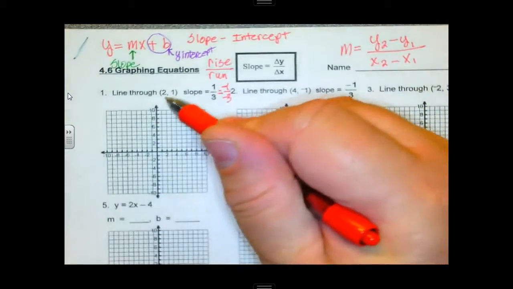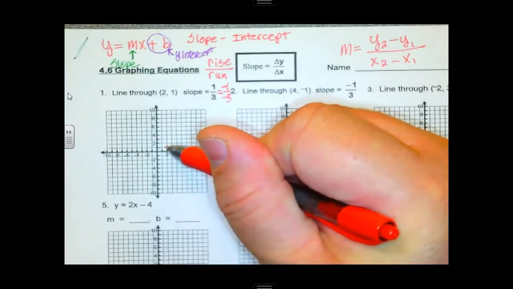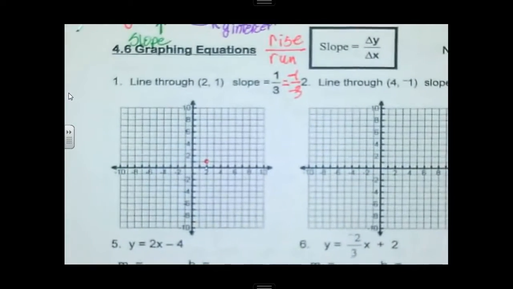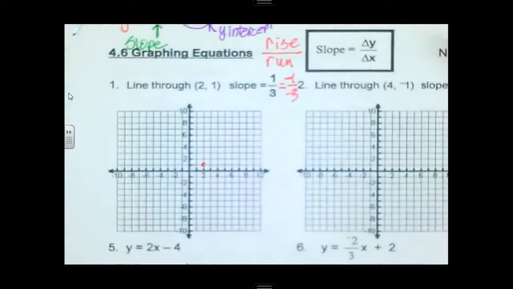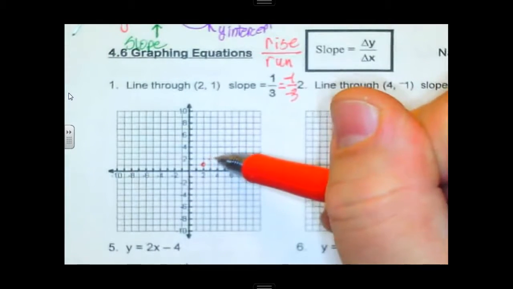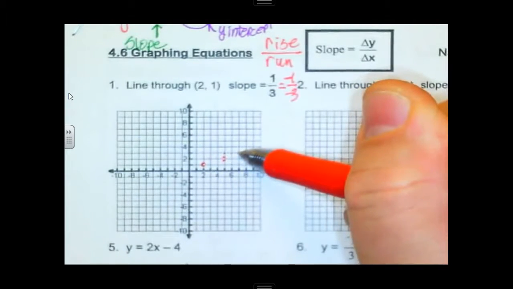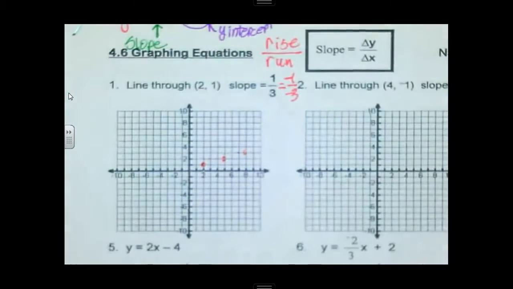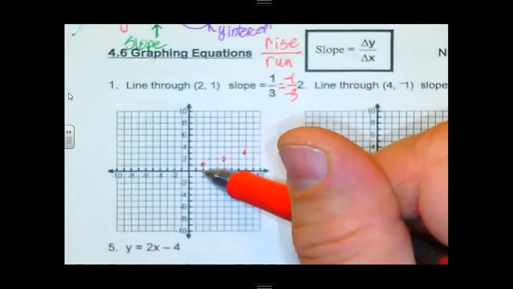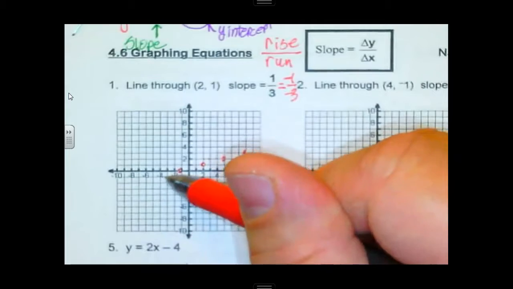All right, so through the point 2, 1. X is 2, y is 1, there's 2, 1. And my slope, I'm going to use positive 1/3. So I'm going to go up 1, to the right 3. Up 1, to the right 3. If I was to use negative 1 over negative 3, I would have to go down 1, to the left 3. Down 1, to the left 3.